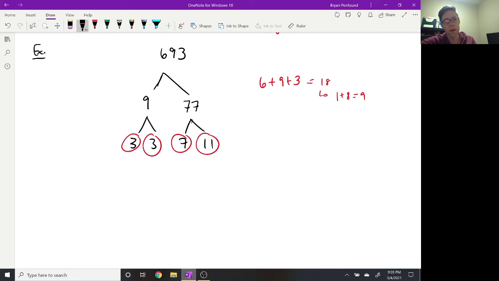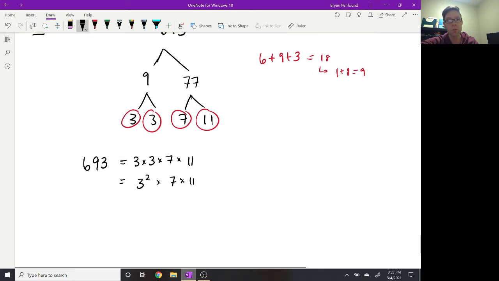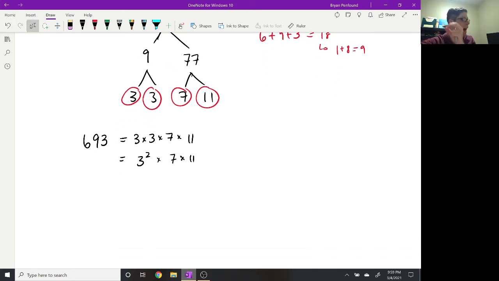So this means there's two ways we can represent the number 693. We can write it as 3 times 3 times 7 times 11. This is the prime factorization of 693, and I've also put those prime numbers in order. If I want the prime power factorization, I'm just going to collapse these two 3s together to get 3 squared. So we do 3 squared times 7 times 11. This would be called the prime power factorization of 693.